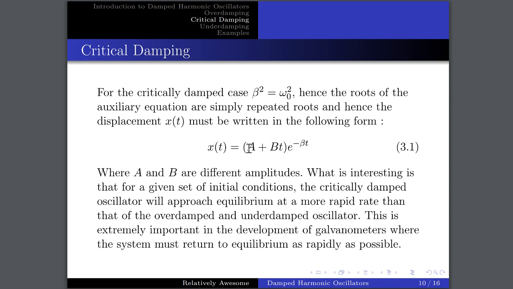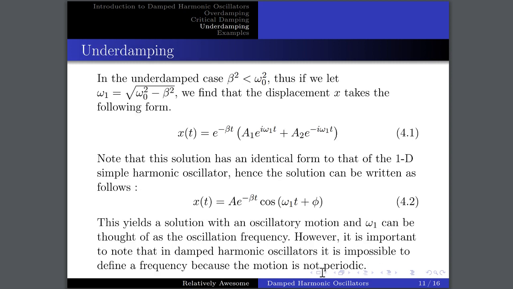What is most interesting is that given a set of initial conditions, the critically damped oscillator will approach equilibrium at a more rapid rate than the overdamped and the underdamped case. This is extremely important in the development of galvanometers, where the system must return to equilibrium as rapidly as possible.